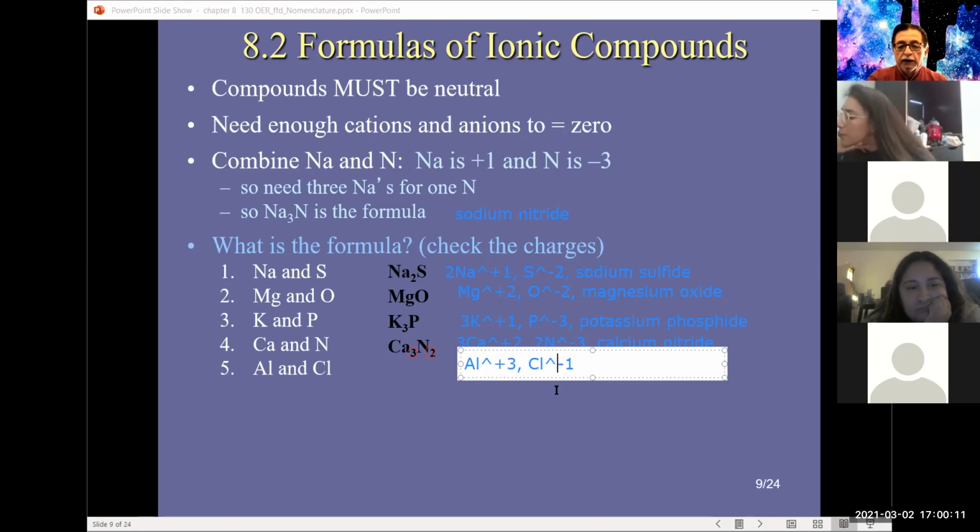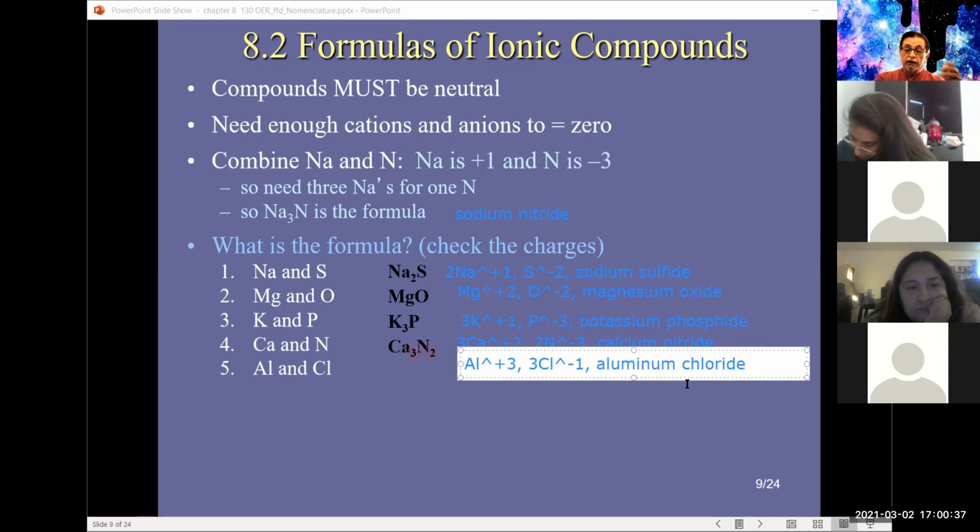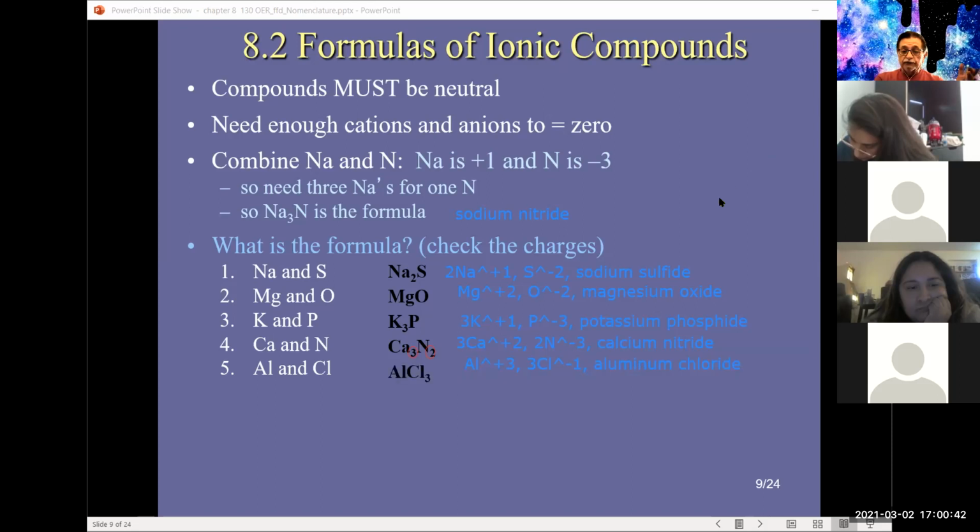So it becomes chloride. And so now I can put my coefficient there and say, okay, I need 3 chlorides for every aluminum. Okay. And my name is aluminum. And the chlorine name changes to chloride because I'm dealing with the ionic chloride. So aluminum chloride is the name. I need 3 chlorides for 1 aluminum ion. So I have the formula AlCl3.